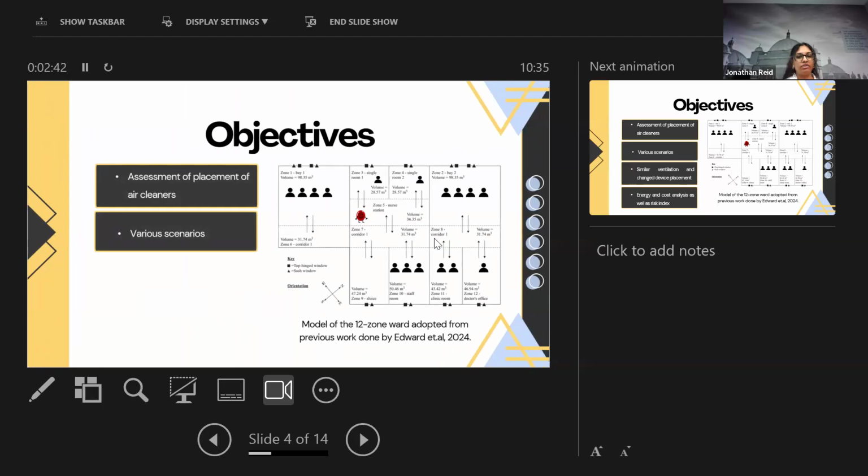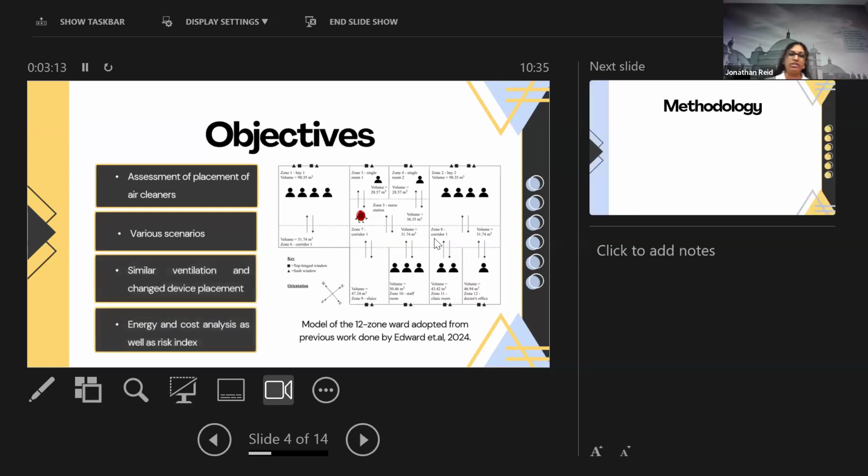What we've done is incorporate air cleaners in this 12-zone ward. Previously, we changed the infector position, so the infector moved from one place to another, and we tried to see how the concentration of the pathogen changes. We created various scenarios by infector position and ventilation rates, like natural ventilation and mechanical ventilation of 3 ACH, air changes per hour, or 6 ACH.